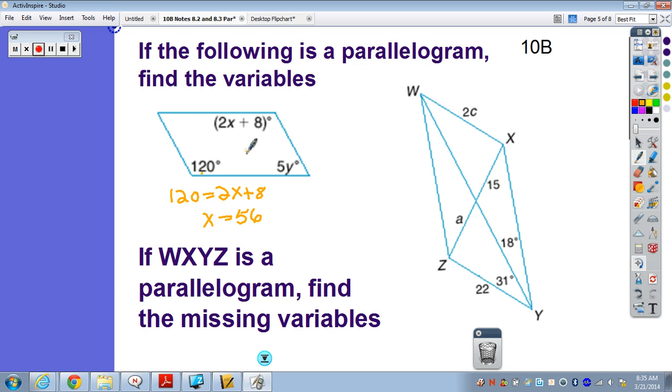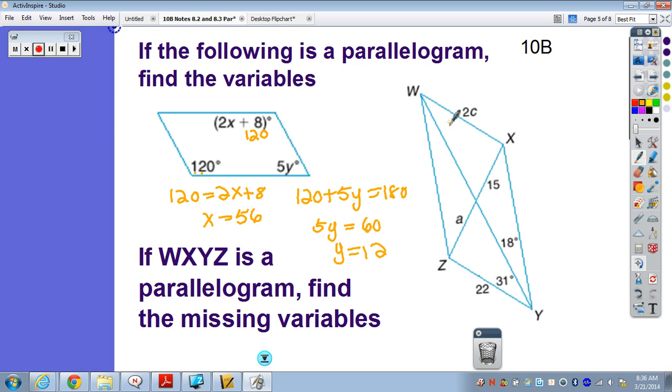So then we need to find y. So to get y, we have, this is 120. We know this angle also has to be 120 because they're equal. So the consecutive angles, again, add up to 180. So I'm going to add them and set them equal to 180. And then we can subtract 120 and we get 60. And then divide by 5 and we get y is 12. Now just be careful, you can't do 2x plus 8 plus 5y equals 180 because you won't be able to solve it. So just make sure you use the 5y with the 120.